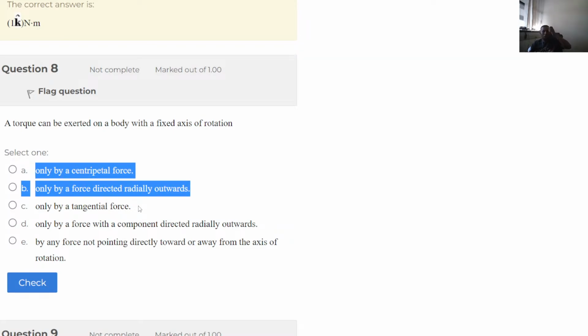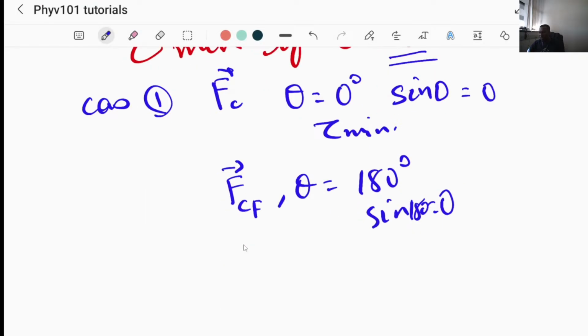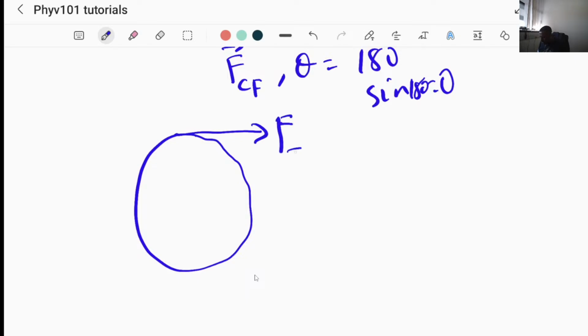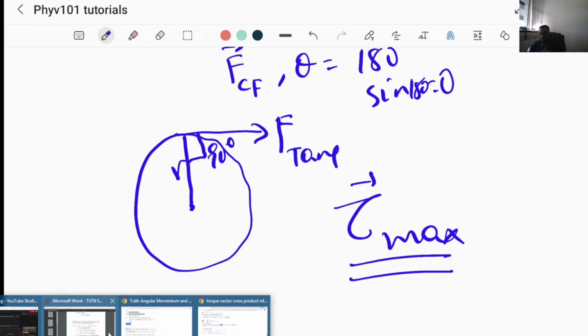Only tangential force, I like this one. What does tangential mean? If I bring back my tablet, anything that undergoes circular motion has a tangential force, F tangential. You see the angle between the radial direction and the tangential force is 90 degrees. This is actually a maximum torque. Tau is max because the angle between them is 90 degrees. This implies that the answer is correct.